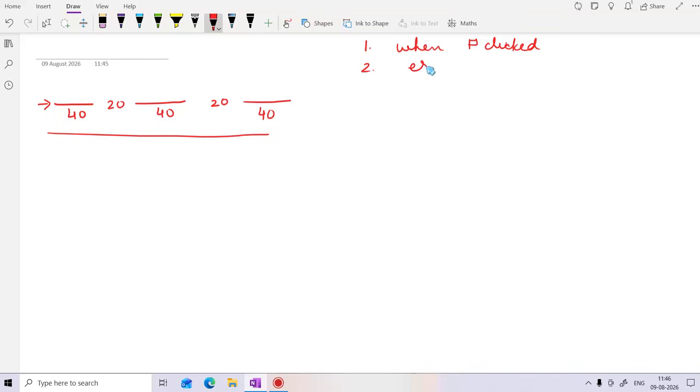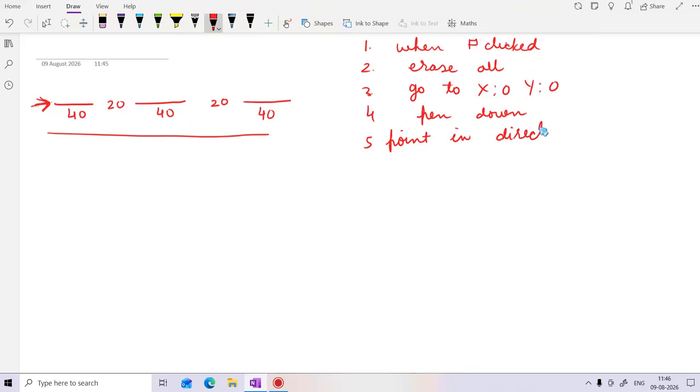Number 2, erase all as usual. Then to make sure your sprite is in the center all the time, it doesn't go out of the screen, does not draw the picture here and there, and it has to draw, so we will use pen down. Now fifth one, although by default sprite always faces right side, so if you want to skip point in direction 90, it's okay, but if you want to write for the safer side, of course you can write. So point in direction only 90.